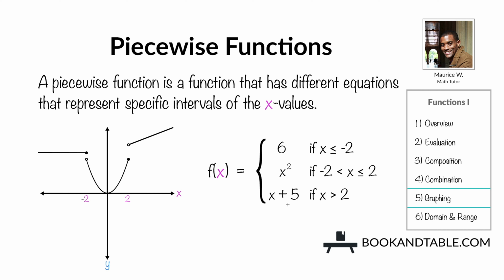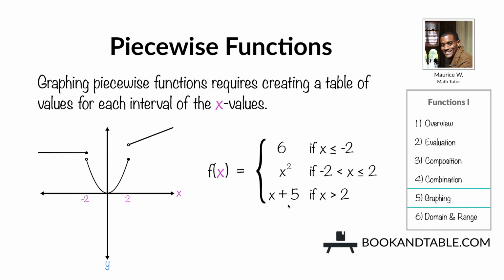Now what this means for sketching a piecewise function is graphing piecewise functions requires creating a table of values for each interval of the x values. So starting with the first interval, we'll need to plot points from negative infinity up to negative 2. So we'll use 3 points for this part of the interval. Between negative 2 and positive 2, we'll use 3 or 4 points to help sketch this portion. And then lastly, we'll use 3 points to sketch the third part of this function, x plus 5.